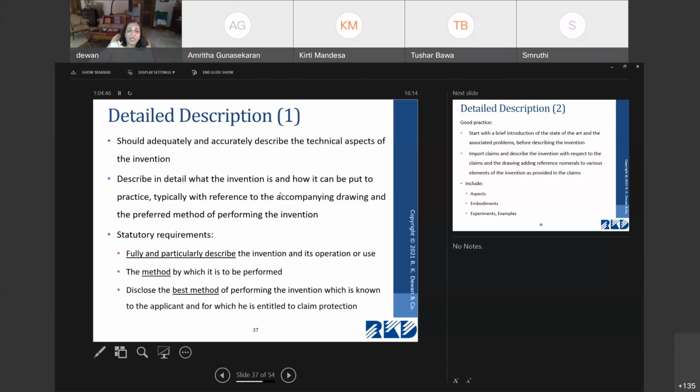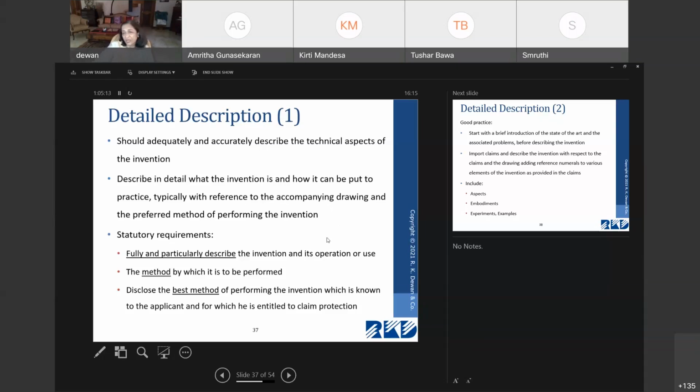Now you describe in detail what the invention is and how it can be put to practice, typically with reference to the accompanying drawing and the preferred method of performing the invention. This preferred method of performing the invention is also very critical. It's called the best mode, and it is a requirement of most patent offices.